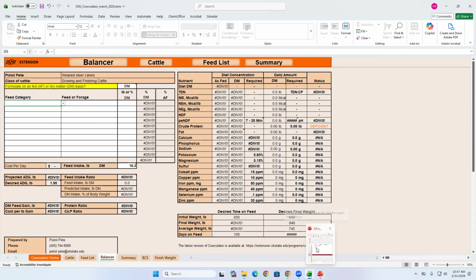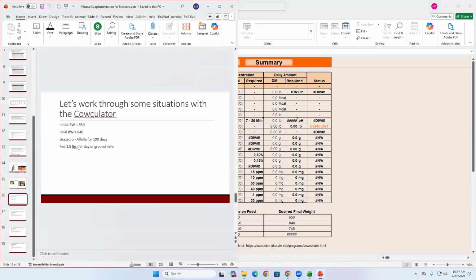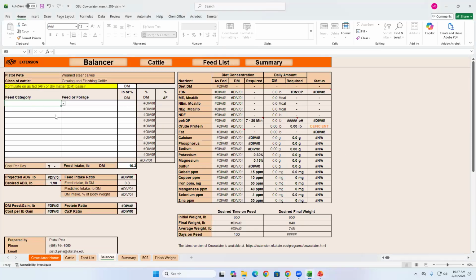Okay, this first example, what are we doing? Alfalfa, and then we're going to supplement 1.5 pounds of ground Milo. Okay, so go to here, feed category, click this down arrow, grazed forages, down arrow, alfalfa.